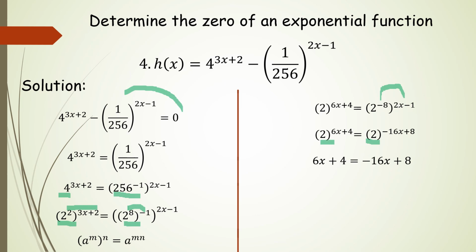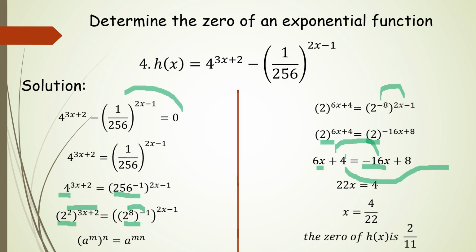So, pagsamahin natin yung magkakaparehang term, we have 6x and negative 16x. Pag nilipat mo yung 16x sa kabila, magiging positive, so that is 22x. And yung 4, pag nilipat sa kabila, magiging negative, so that is 8 minus 4, that equals 4. So, we have x is equal to 4 over 22. Therefore, the zero of h of x is 2 over 11, or the lowest term of what we found earlier na 4 over 22. So, don't forget the lowest term.